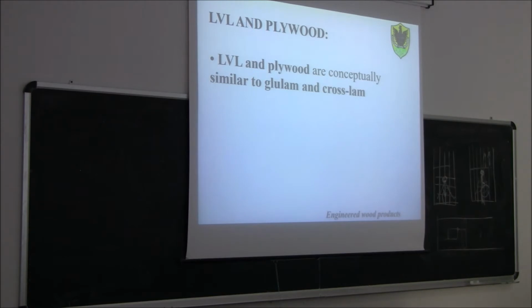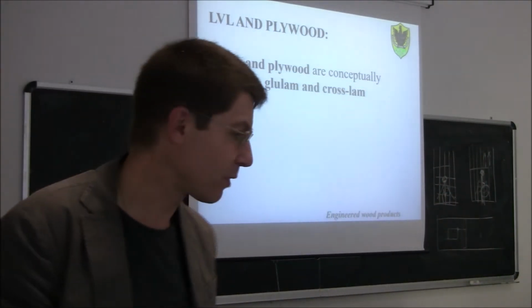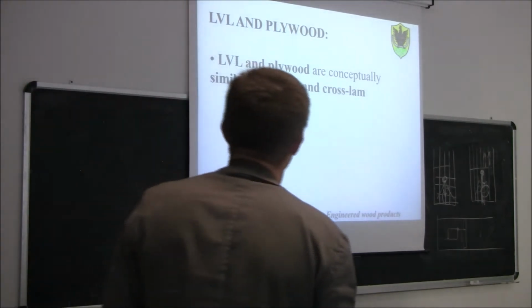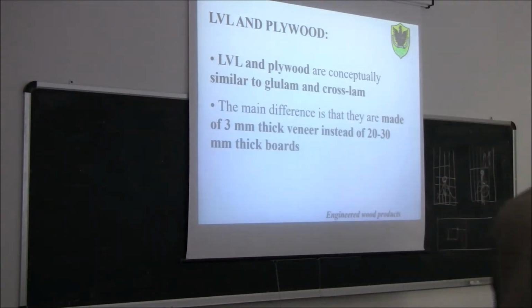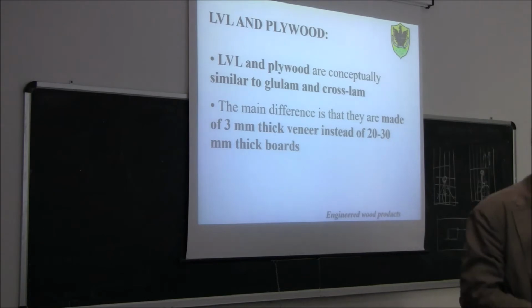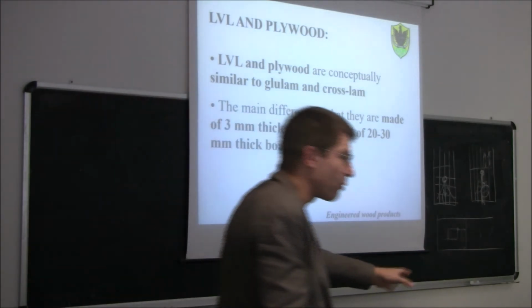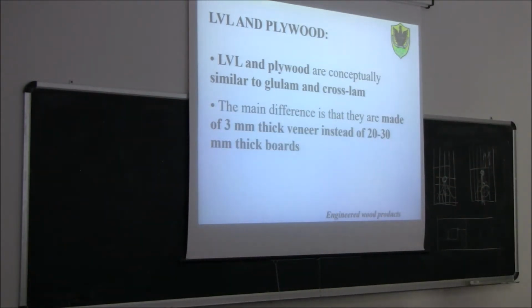So LVL and plywood are products that are conceptually very similar to glulam and cross lam, respectively. Okay? The main difference between those two products and the other two that we saw before is the thickness of the material which is glued together. For cross lam and glulam, we glue together thin boards which are usually between, let's say, 20 and 40 millimeters thick. In this case, instead, we glue together veneers which are 3 millimeters thick. Okay?